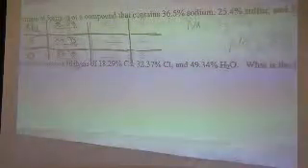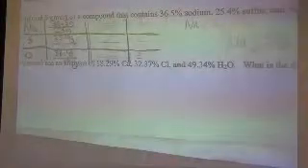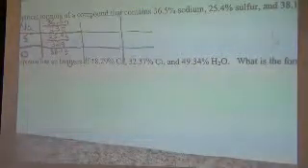Next step. This will be hard at first, but this actually isn't. You're going to go to your periodic table. What's the mass of sodium? 23. We're going to divide this by 23 grams from the periodic table. Next is the mass of sulfur. What's the mass of sulfur? 32. And then what's the mass of oxygen? 16.